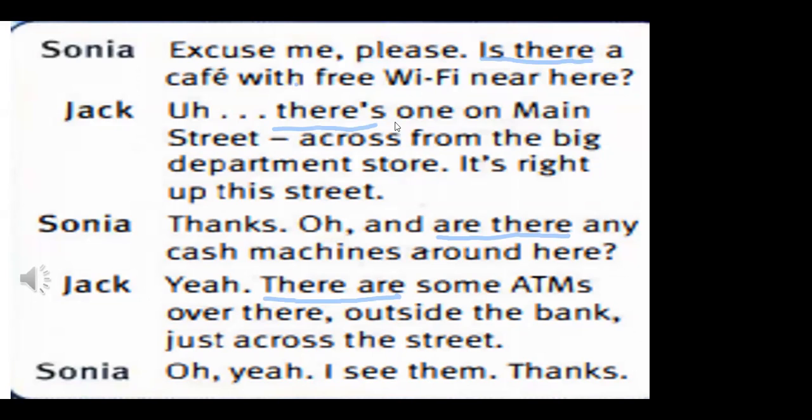There's one on Main Street, across from the big department store. It's right up this street. Thanks. And are there any cash machines around here? Yeah, there are some ATMs over there, outside the bank, just across the street. Oh, yeah, I see them.